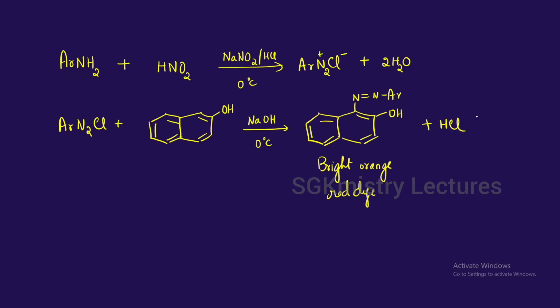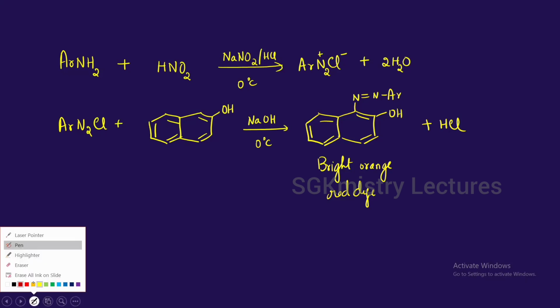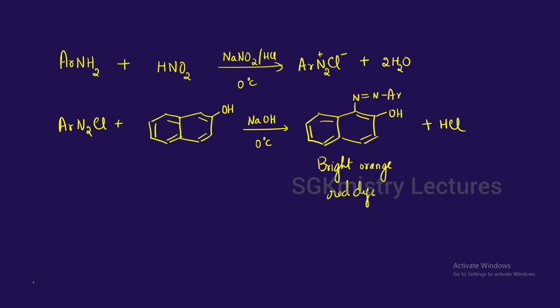Right. So this is a very important reaction, even with respect to the viva. They can ask you to write the equation that is involved in the diazotization reaction. So you need to write this and explain how the reaction takes place. So this is about group 3. So let us now look into group 4.